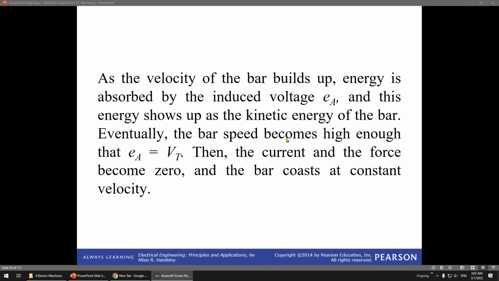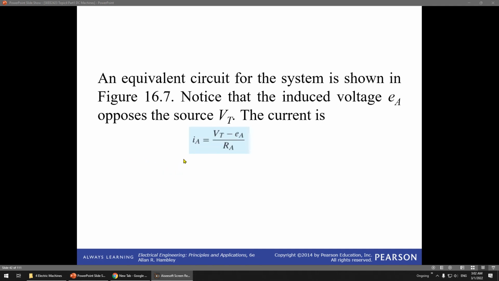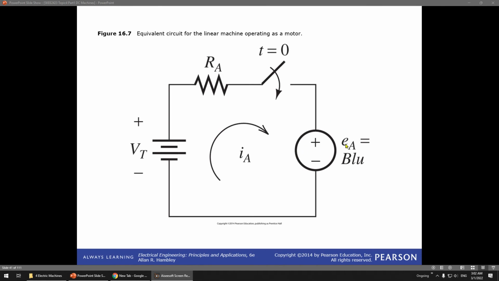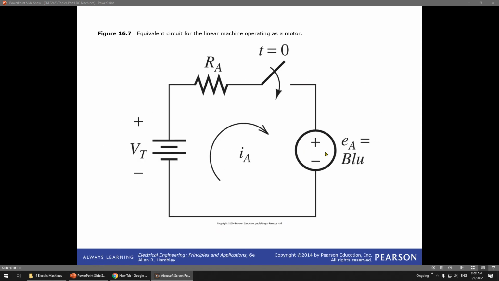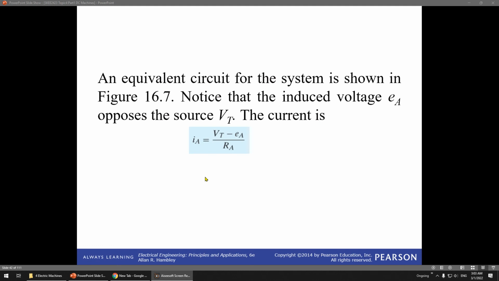Eventually, the bar speed becomes high enough that EA equals VT. So what it means is that the faster it goes, remember BLU, where U is the speed, the higher the induced voltage EA. At the end, EA will be equal to VT.